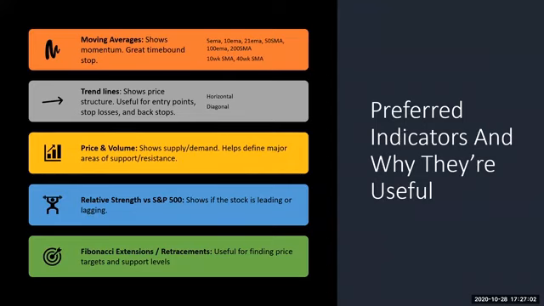The relative strength line versus the S&P 500 shows you if the stock is a leader or a laggard. And finally, the last thing that I consider is the Fibonacci extensions and the retracements. I find them useful for confirming price targets as well as support levels.